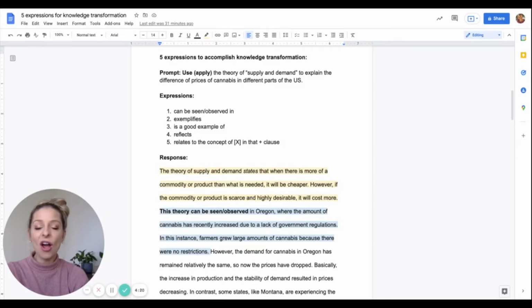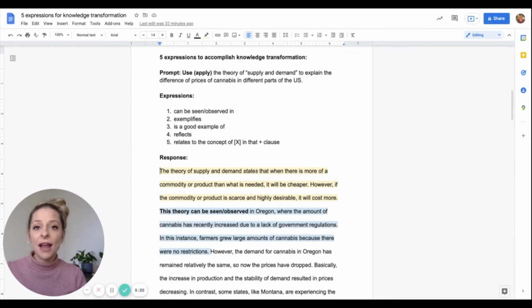So, like I said, oftentimes university professors want you to use the concepts from your class and be able to apply them to new situations or real life, instead of just repeating back what they said in their lecture or what you read in the textbook. So here's a sample university prompt. It says, use the theory of supply and demand to explain the difference of prices of cannabis in different parts of the US. So notice the word use. This means basically apply.